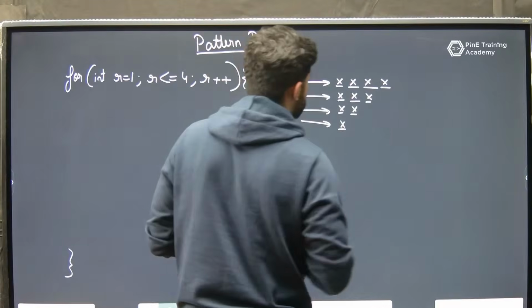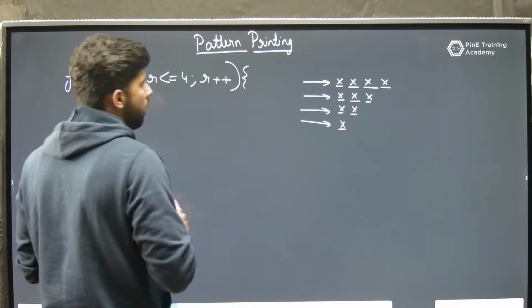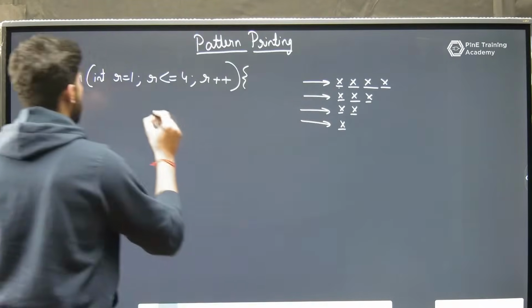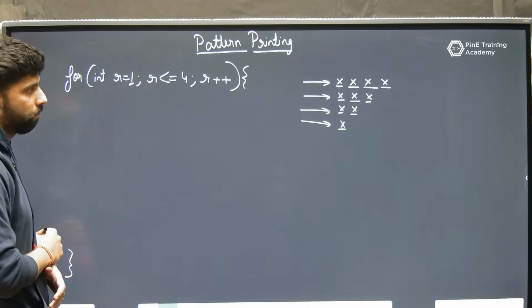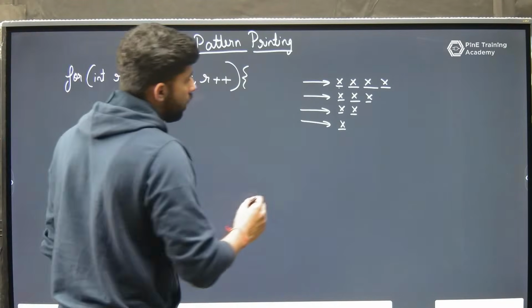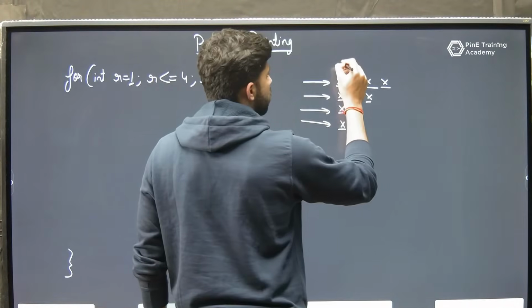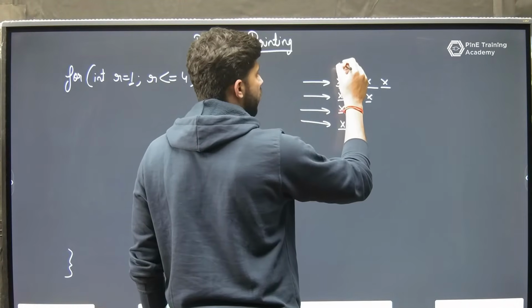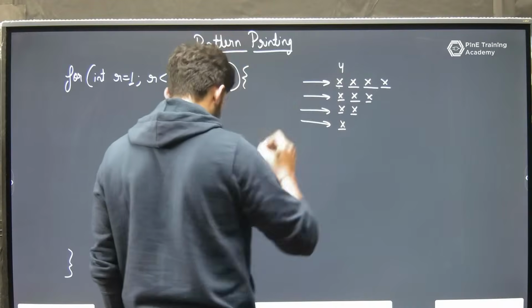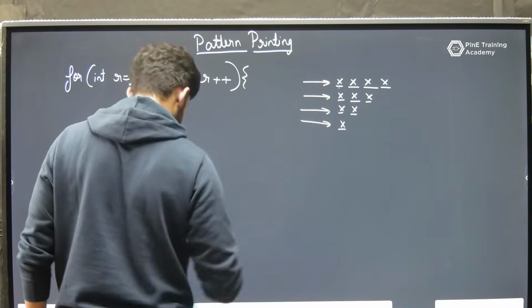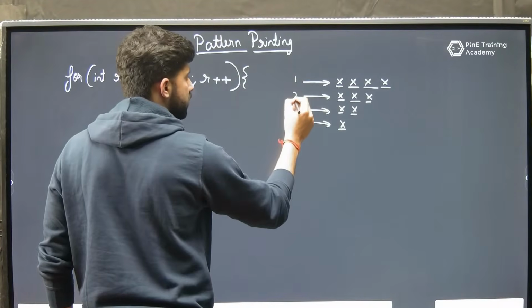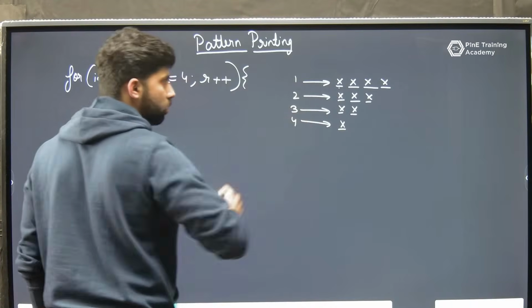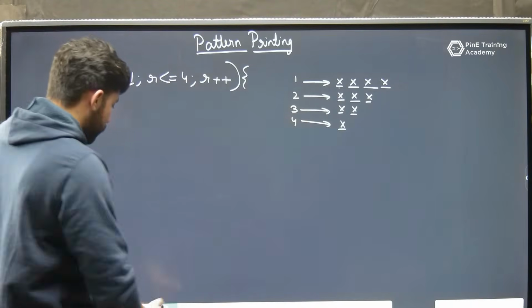So what we can do is, since we have started with 1, I can somehow think of it like this. Just note this, that this is my first row, this is my second row, this is my third row, this is my fourth row. Okay.